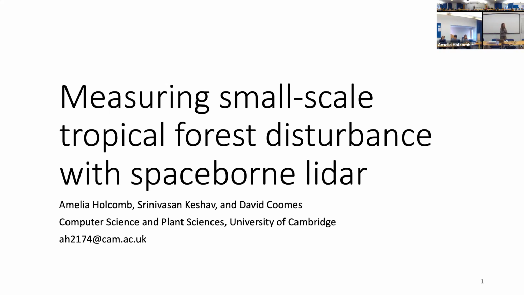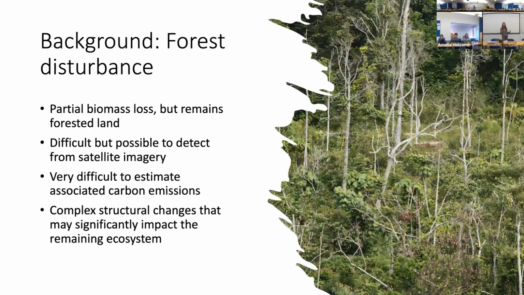As Kesha said, my name is Amelia, and I'm going to be talking about my work on measuring small-scale tropical forest disturbance with spaceborne LiDAR. There's a lot to unpack about that title, but let's start with what forest disturbance is. We can think about deforestation, which is maybe something you're more familiar with. Deforestation is defined by complete or almost complete biomass loss and a transition to a different type of land. Whereas disturbance is defined by a partial biomass loss, but the area remains considered forested land.